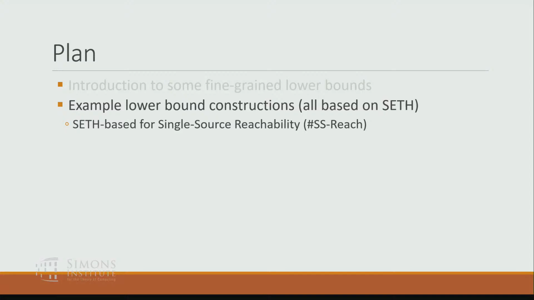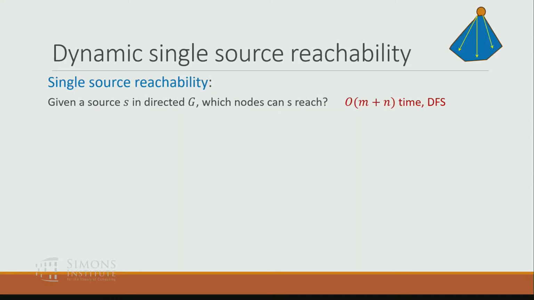Okay. So what I'll do now is I'll give you 3 little examples of constructions to see how simple things are once you have the right problems to start from. And all of them will be from orthogonal vectors or kOV for some k. The first one will be for maintaining the number of nodes reachable from a source in a directed graph. Dynamic single source reachability.